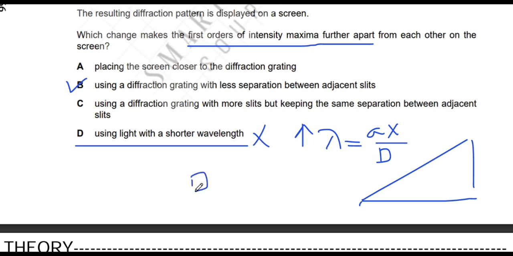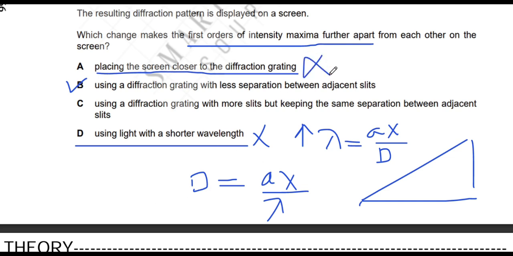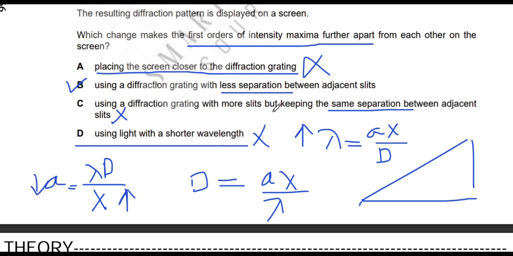Or you can increase the distance between the screen and the grating, so D would be directly proportional, but in A they have decreased that distance, so it's not going to work. In option C, they're increasing the grating lines but keeping the separation the same, so it won't change anything. If you make a the subject, a equals lambda D by x, so it's inversely proportional. So if you use a diffraction grating with less separation, x will increase, so B is correct.